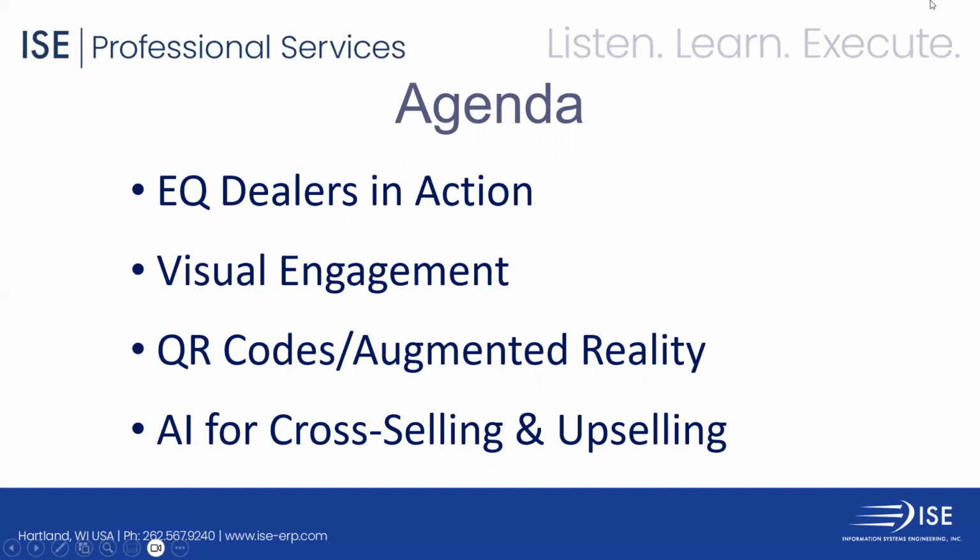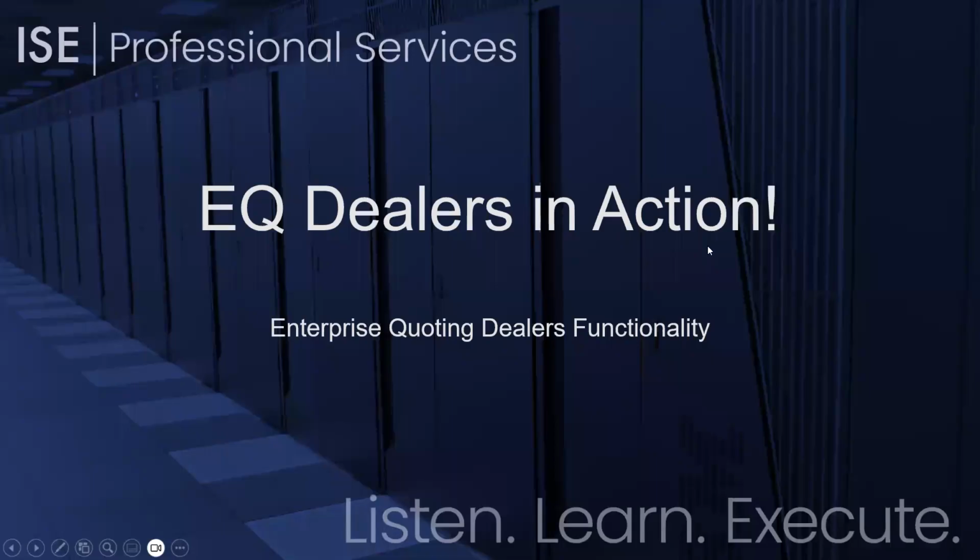All right, we're going to talk a little bit about EQ dealers in action. Then we're definitely going to talk a lot about visual engagement. And as Sherry showed you, I hope you have time to download that QR code reader app, because I am going to be presenting a QR code that you'll be able to scan. I'm going to show you what it looks like on my device in case you can't do it on your device. And then we'll talk a little bit about the Coleman AI, really very modern, super up to date. What a great enhancement this is for EQ and EC to include a state-of-the-art artificial intelligence application for cross-selling and upselling.